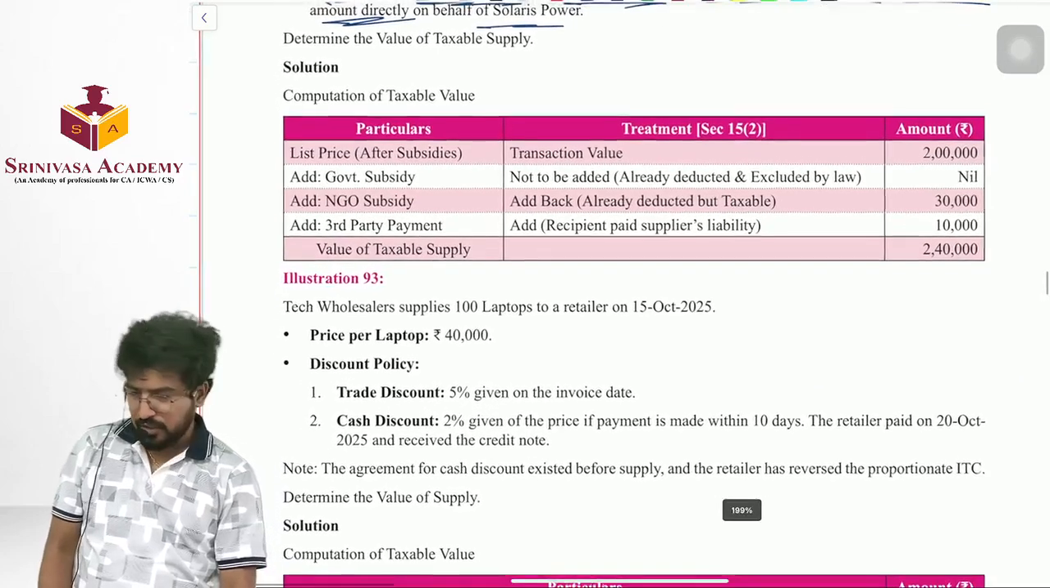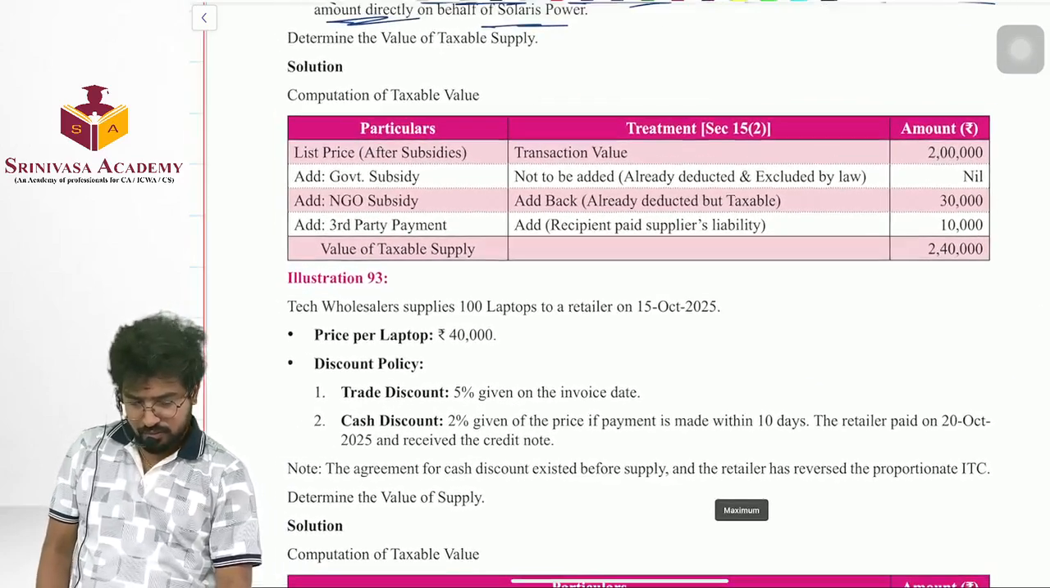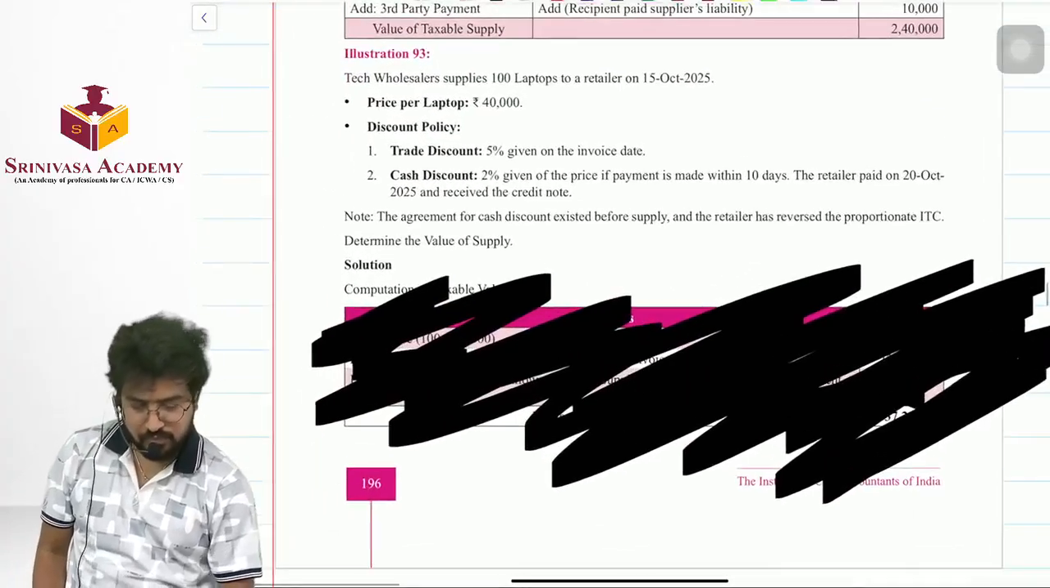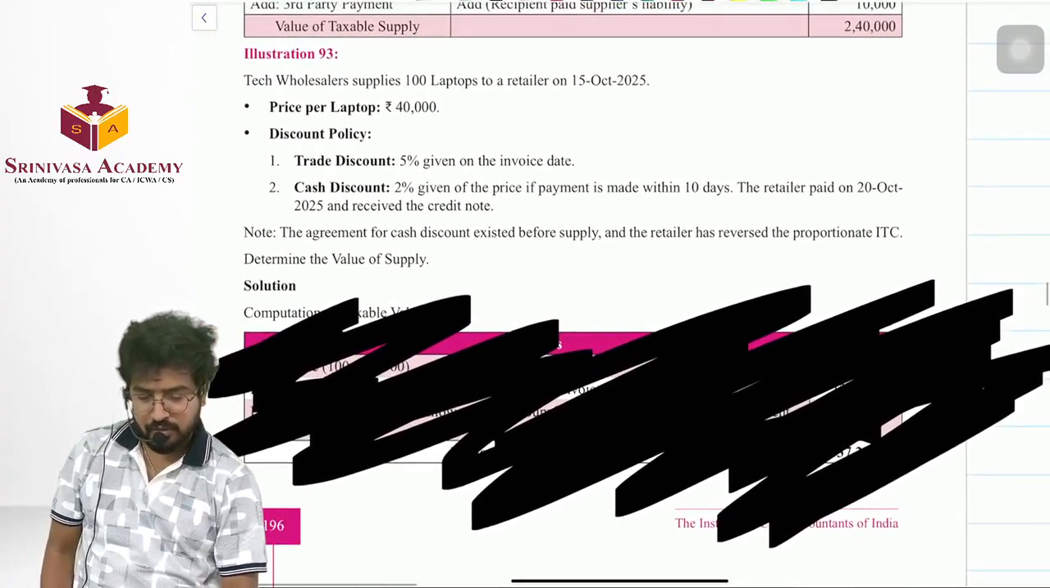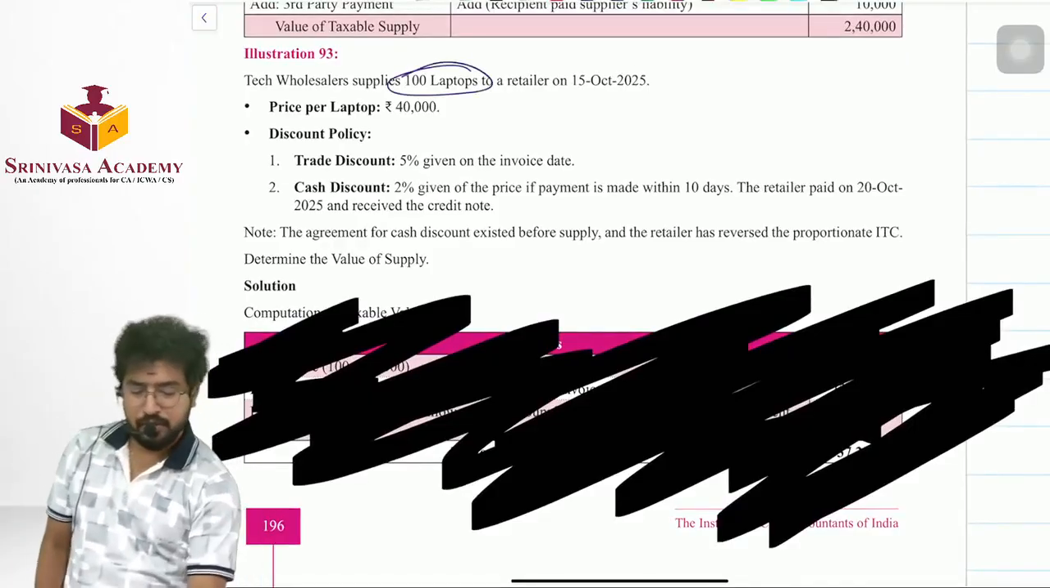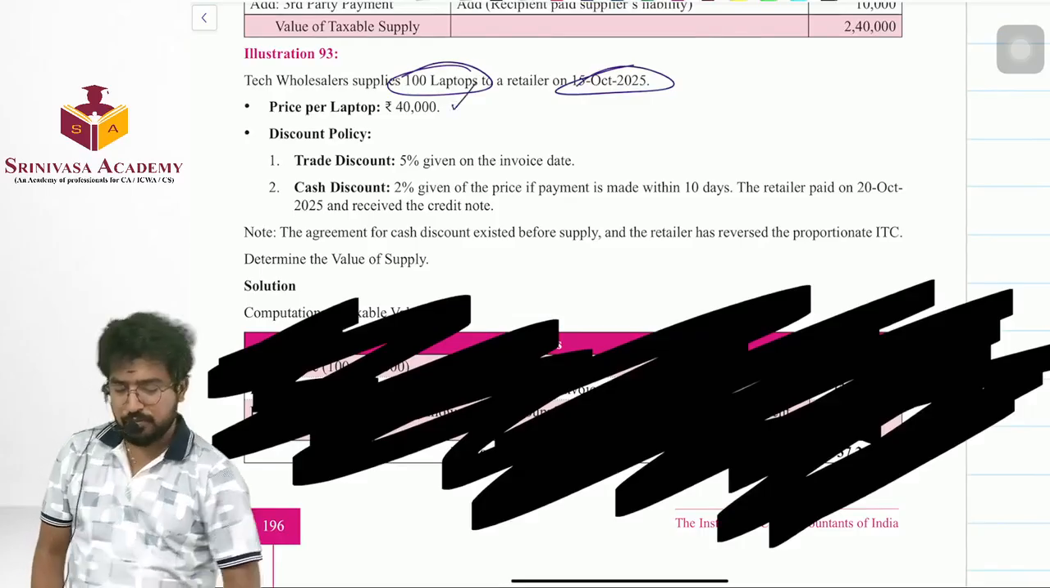Look at this one. Next one. Are you able to see this question? 1 second. Look at this one. Price of the laptop. Wholesaler supplying 100 laptops on 15th October. Price per laptop is 40,000.